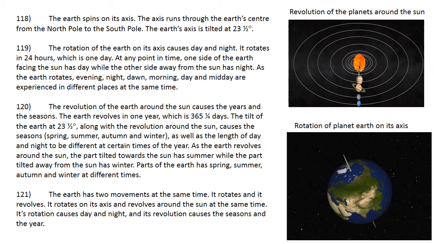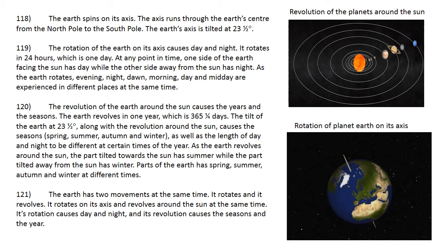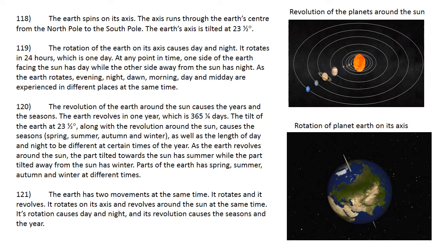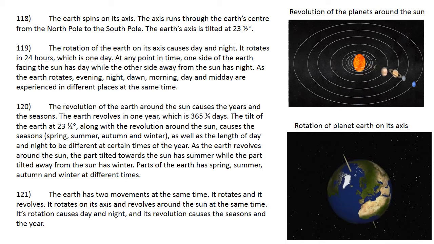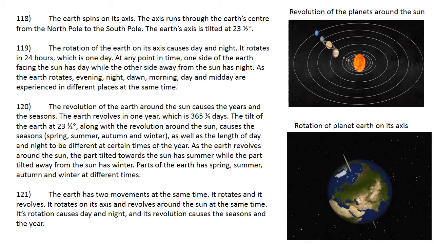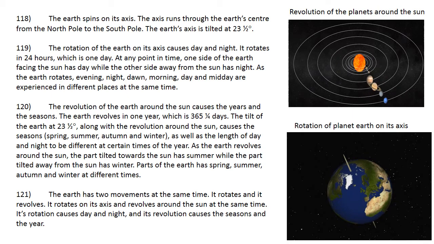The Earth has two movements at the same time. It rotates and it revolves. It rotates on its axis and revolves around the sun at the same time. Its rotation causes day and night, and its revolution causes the seasons and the year.